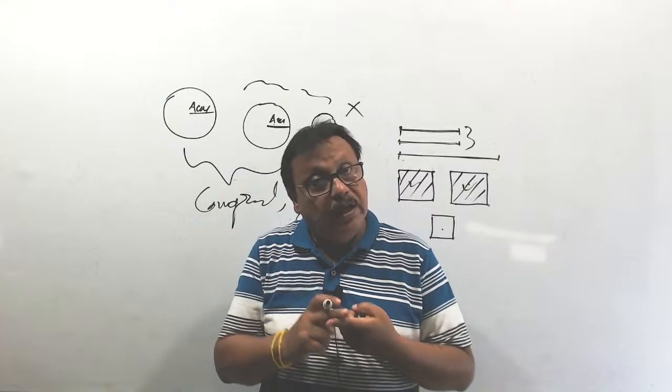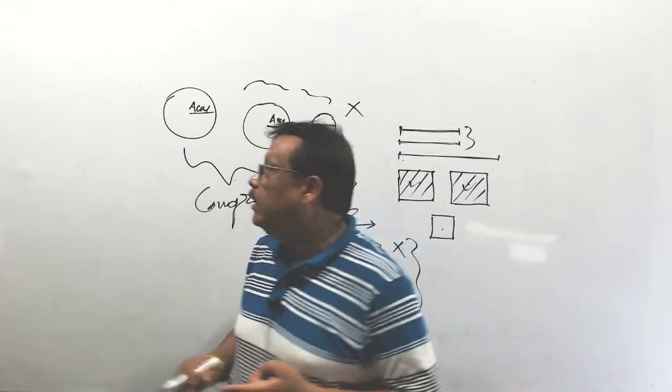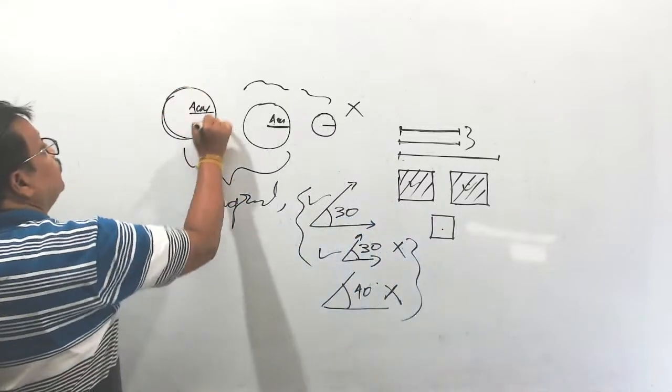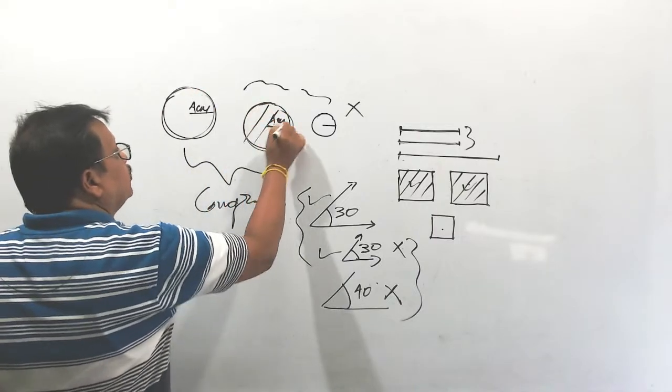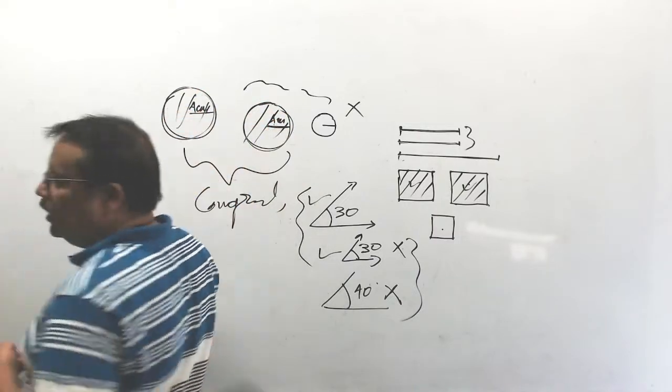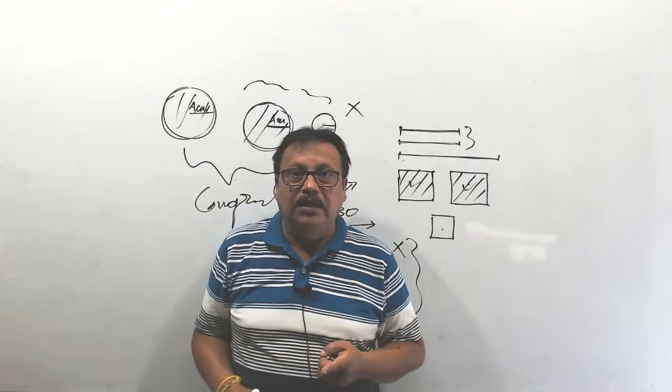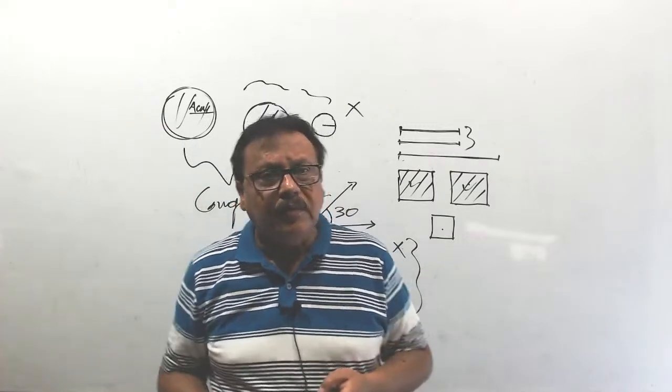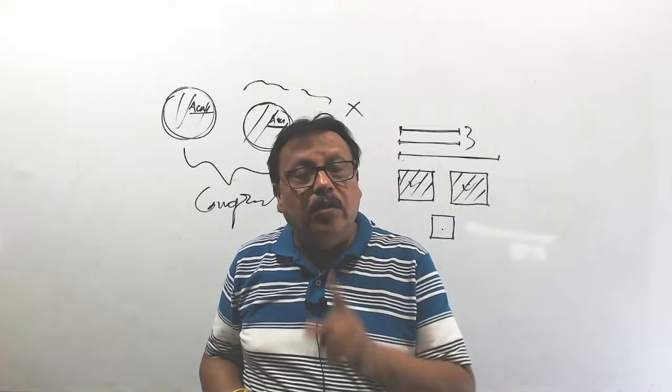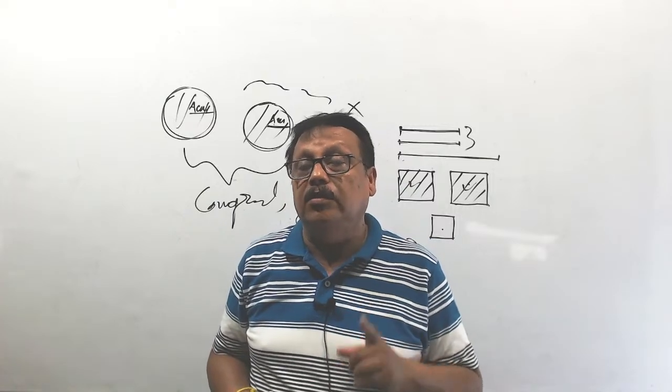That means if the radius is equal, then the circumference will also be equal, and the area will also be equal. Okay, clear? That means if the radii are not equal, then the two circles will not be congruent.